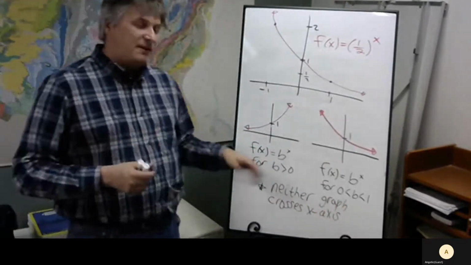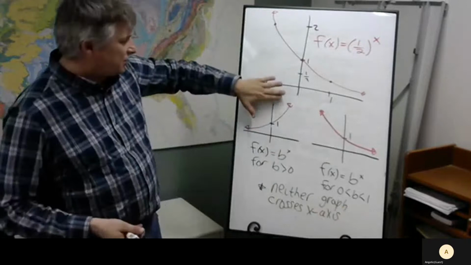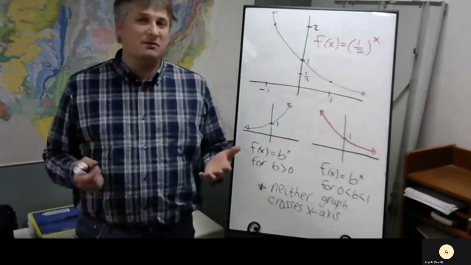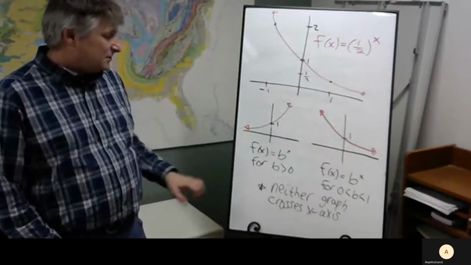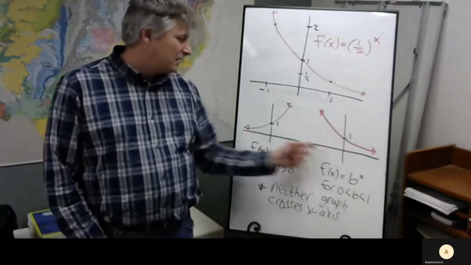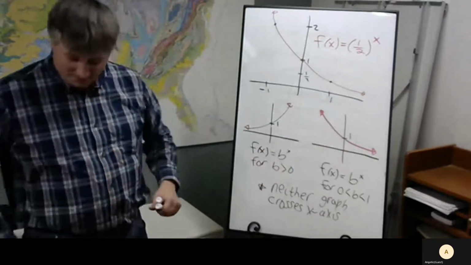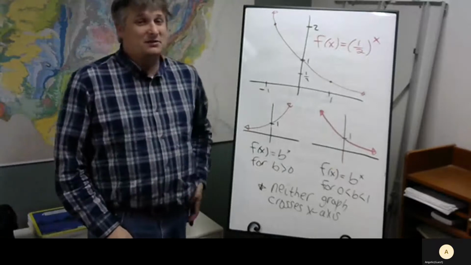Now you can modify these graphs so you can shift them around so they cross the x-axis, but we're going to consider these without modifications. If you just leave them like this, this is what you're going to get. So, questions about that?